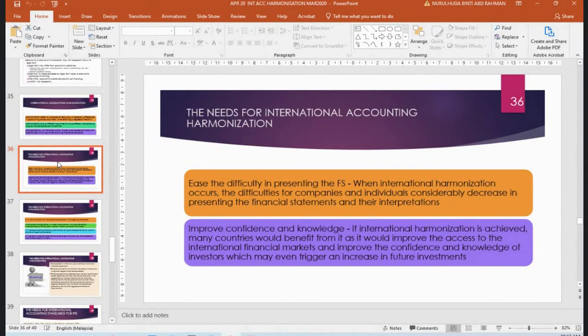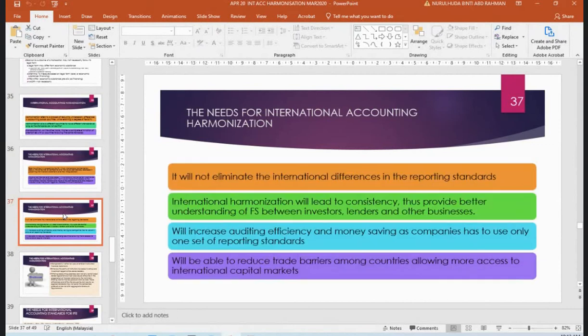Okay. So there is a need for international accounting harmonization to ease the difficulty in presenting the financial statement, to improve confidence, to reduce costs, okay, eliminate international differences, increase auditing efficiency. Kalau sekiranya financial statement tu understood by the users of information, whether they refer kepada financial statement Islamic bank in country A or country B. Okay. And of course, we reduce trade barrier.